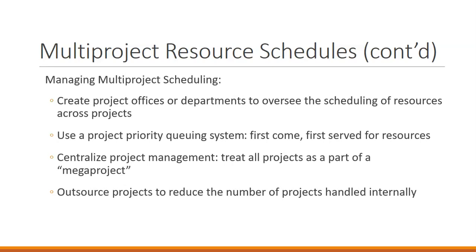One of the options for managing multi-project scheduling is to create a position or department that does nothing but resource allocation for projects. We would use the project priority queuing system. You can use first come, first serve for resources, or you can schedule projects that are priority. You can schedule based on slack or based on time consumption, getting the shortest projects done first. Will we draw up the ones that have less time pressing?